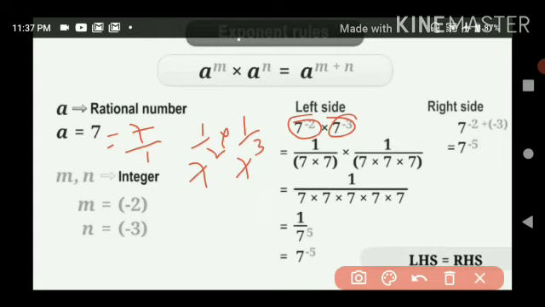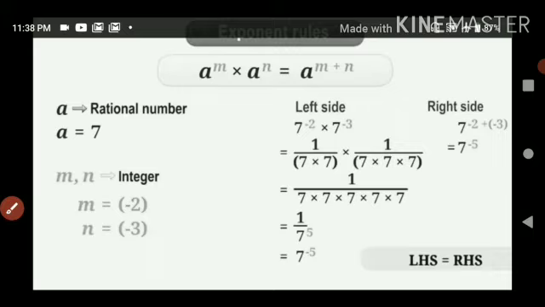Right hand side, that is a raised to the power m plus n, that means 7 raised to the power minus 2 plus minus 3. So minus 2 plus minus 3, both are negative indices, so they would be added and there would be the sign of minus. So minus 2 and minus 3 is equal to minus 5. Here we have left hand side equal to right hand side, therefore it is verified.